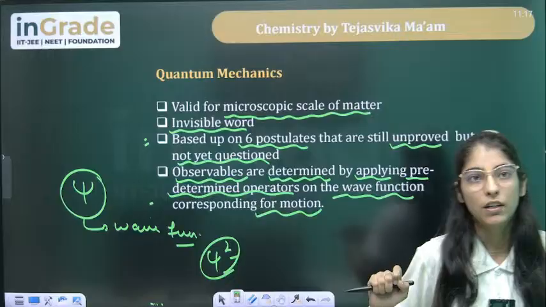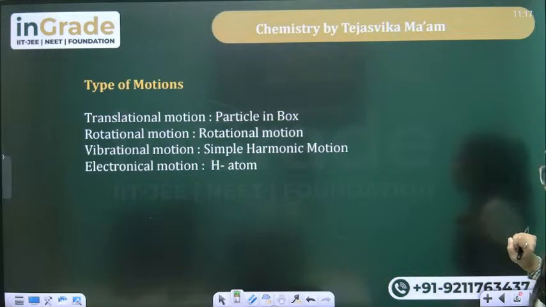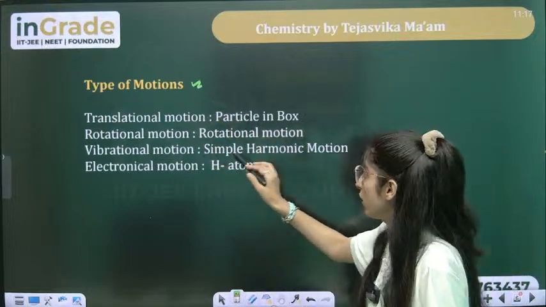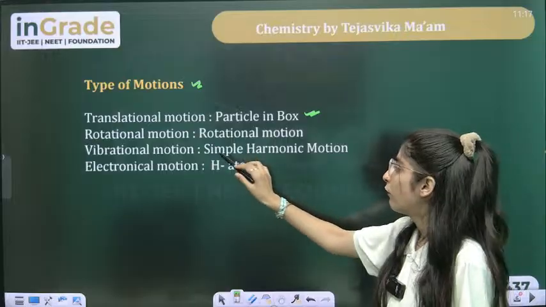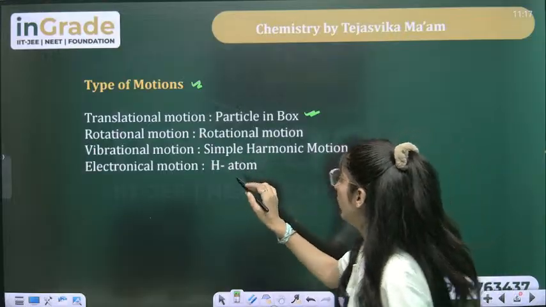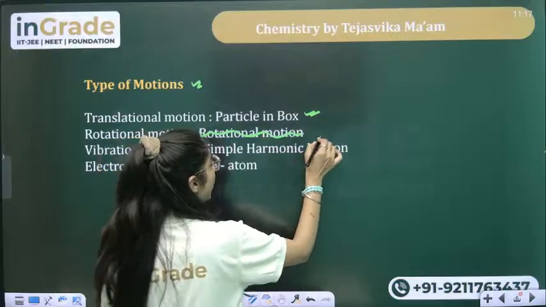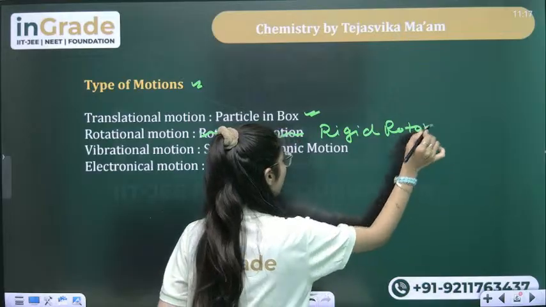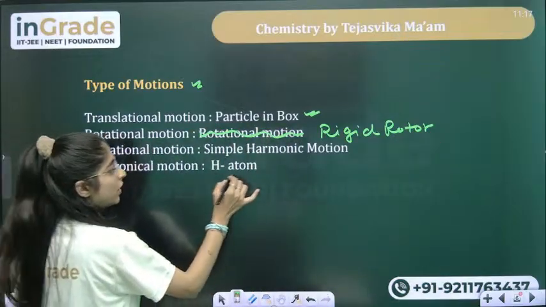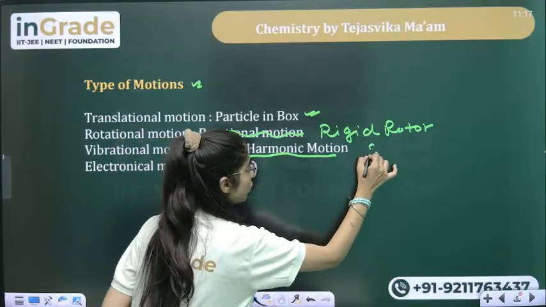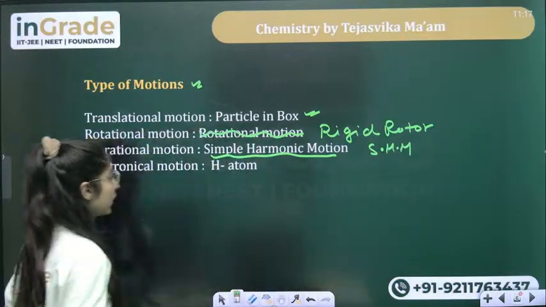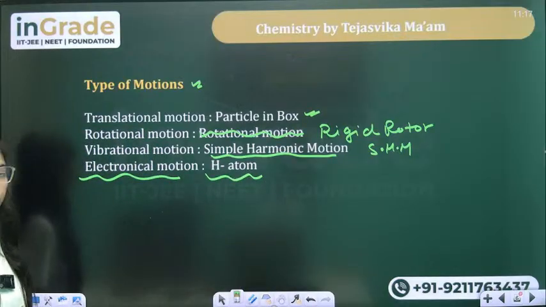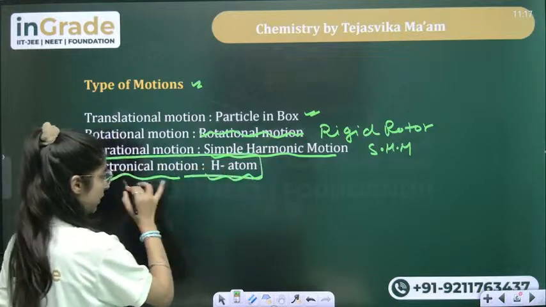Now let's see what the types of motion are. As I told you, for translational motion, particle in a box exists. For rotational motion, here the rigid rotor will come. Okay, this is your rigid rotor. For vibrational motion, simple harmonic motion, that is also known as SHM. Okay, and for electronic motion, we have the hydrogen atom, and we are going to discuss this.